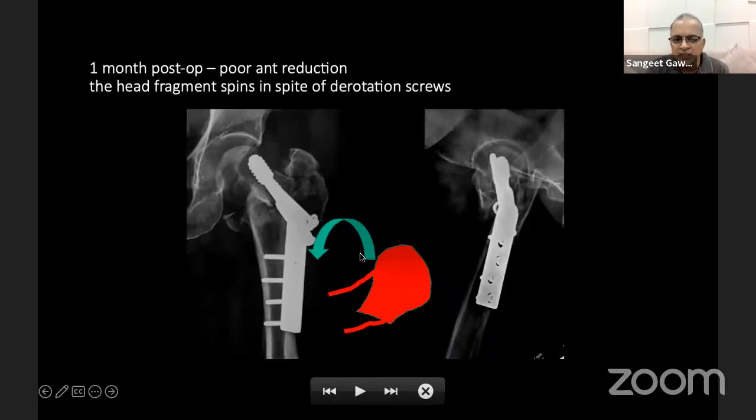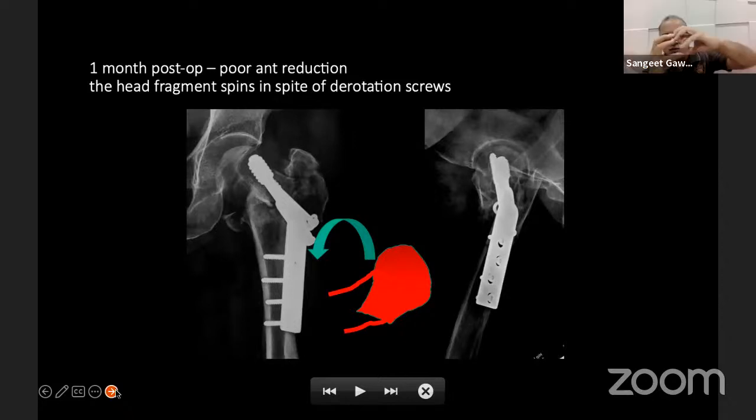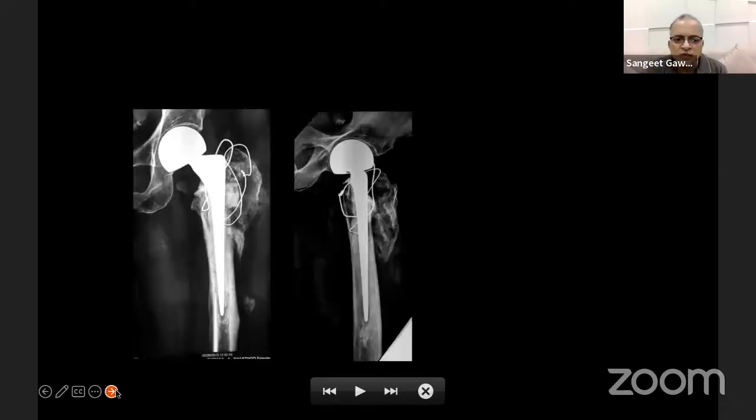And it is this picture that we have seen earlier, which led to a collapse and then subsequently rotation and cut out of the DHS implant in just 1 month's time. And the cause is a poor anterior reduction of the head fragment. It is not reduced, it spins, and that leads to a failure, and ultimately she required a hemi replacement.